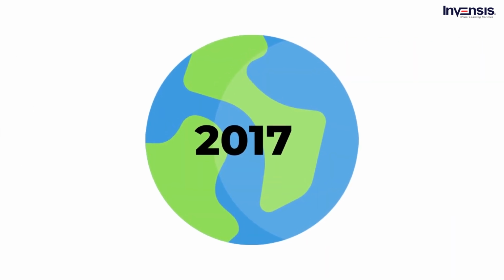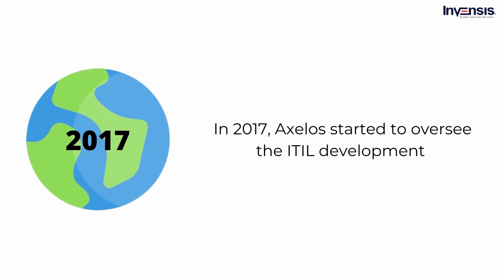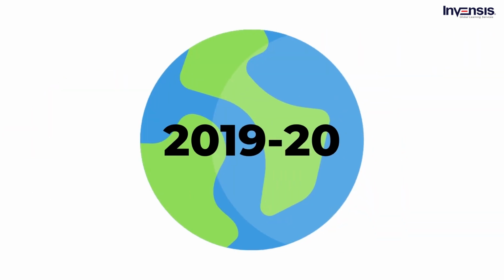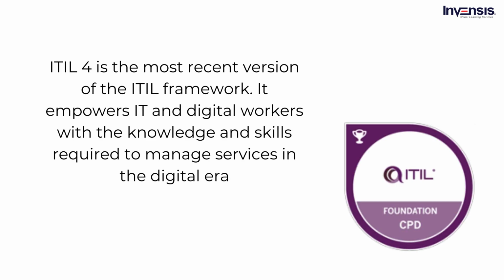In 2017, Axelos started overseeing ITIL development, which maintained ITIL development for a couple of years and improved ITIL. Later in 2019-20, ITIL has released the modules related to ITIL version 4. These modules are released continuously from 2019 to 2020. ITIL4 is the most recent version of the ITIL framework, which empowers IT and digital workers with the knowledge and skills required to manage services in the digital era. We have seen the history of ITIL and its usage. Now, let us start with our tutorial on ITIL4.